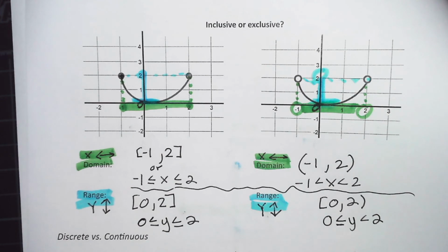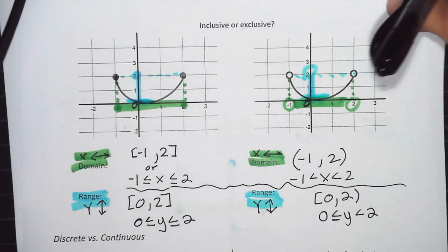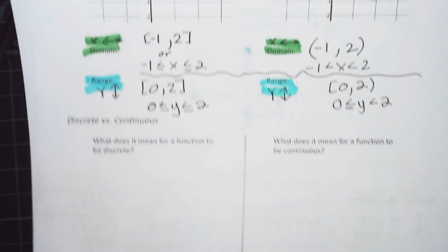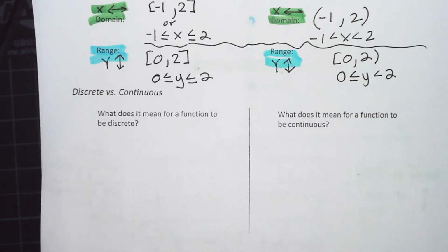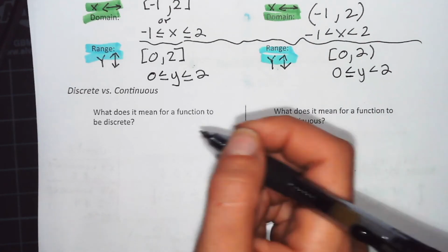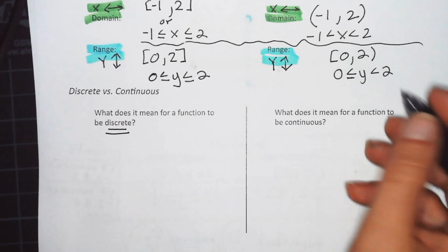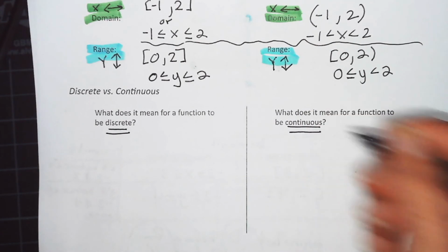And the more times you see domain and range, the more comfortable you're going to be with it, which is why we're just plowing through today, and we'll look at it more tomorrow. So here it says, what does it mean for a function to be discrete? So another new word. And what does it mean for a function to be continuous?